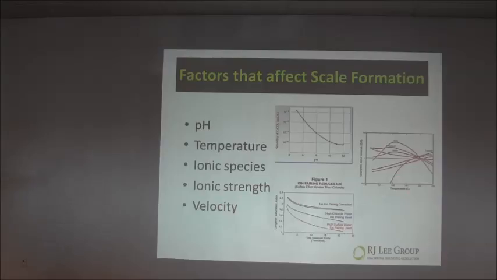Temperature can affect scales in all different types of ways. Sometimes it makes them more soluble, sometimes it makes them less soluble, sometimes it will peak out, and as the temperature rises, it will get less soluble. You really have to look at it on an individual basis.